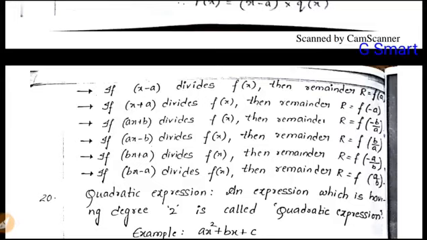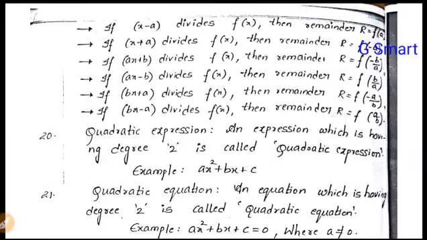Bx plus a is equal to 0, so bx is equal to minus a, x is equal to minus a by b, so the remainder is f of minus a by b. Bx minus a is equal to 0, so bx is equal to a and x is equal to a by b, that is, the remainder is f of a by b. So these 6 arrow marks please remember, you will definitely get marks.